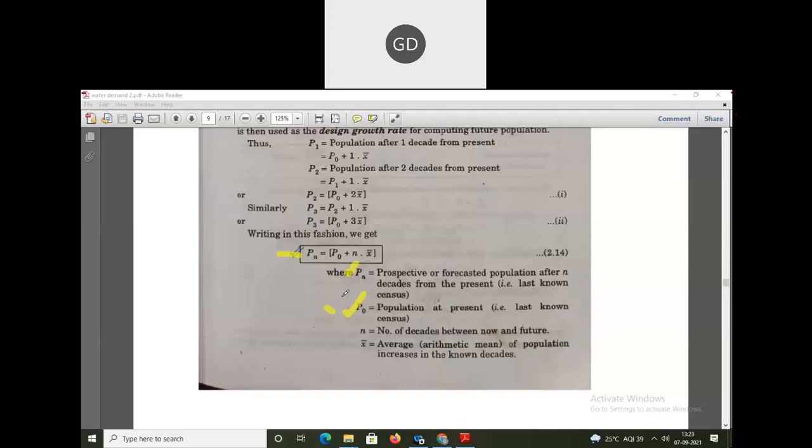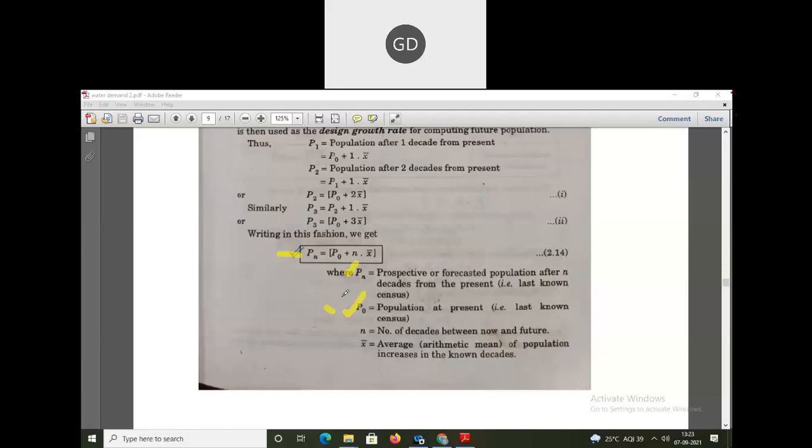As I said, n is the number of decades, not the number of years. Then x bar is the average increase in population. What is the increase in population on average? That is your x bar. We have a certain formula for finding x bar also.